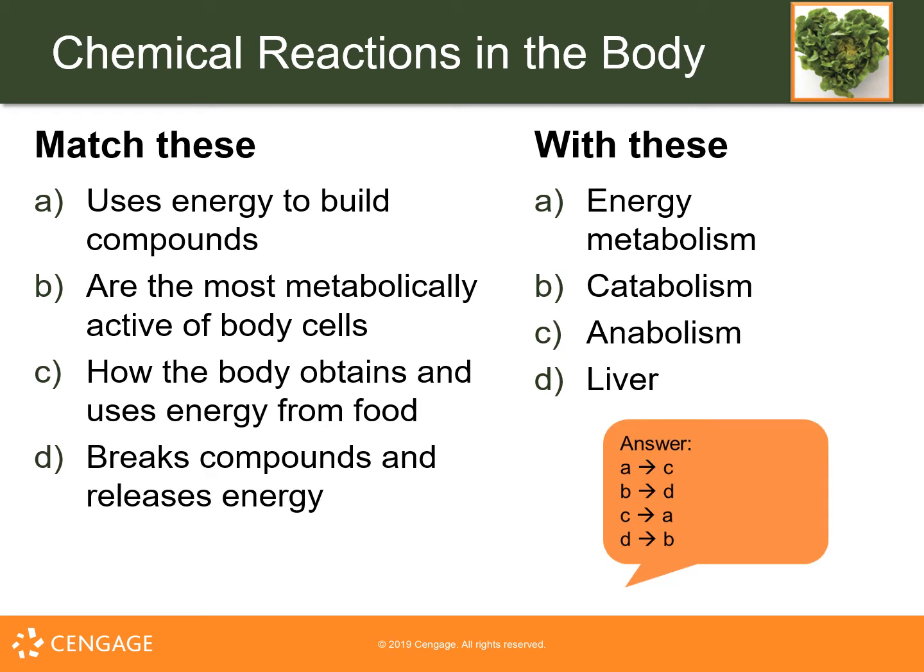So on the left-hand column, you have A, uses energy to build compounds, and that matches with C, anabolism. B, the most metabolically active of body cells, matches with D, liver. C, how the body obtains and uses energy from food, matches with A, energy metabolism. And lastly, D, breaks compounds and releases energy, matches with B, catabolism.